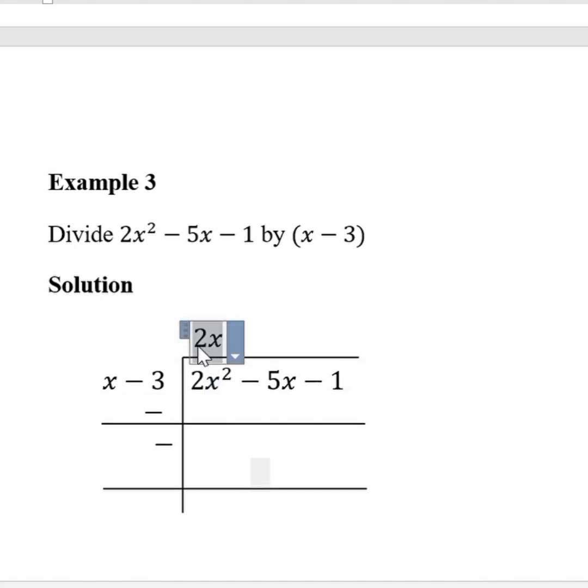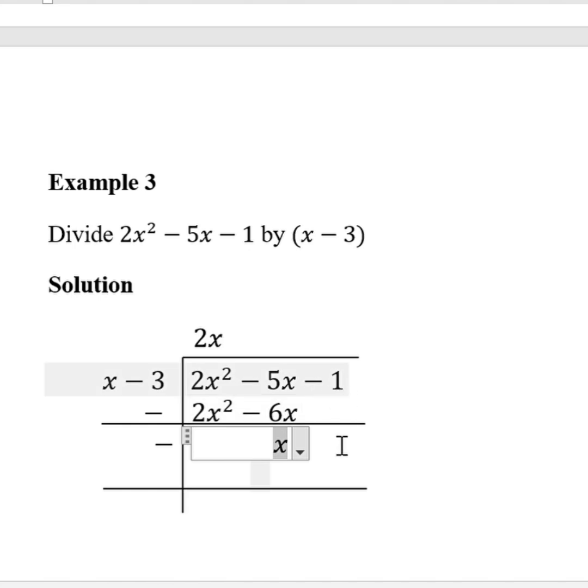Take this 2x multiplied by all of these. So 2x times x gives you 2x squared. Write it here. 2x times minus 3 will give you minus 6x. Write it here. Subtract. This gives you 0. Minus 5x minus negative 6x will give you minus 5x plus 6x, and that's 1x, which we write as x.